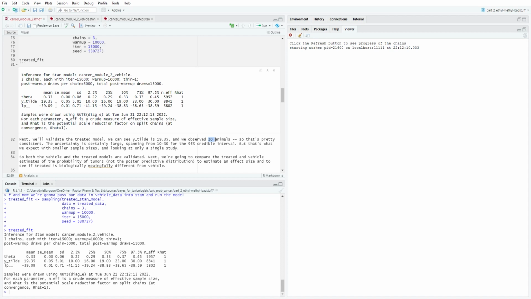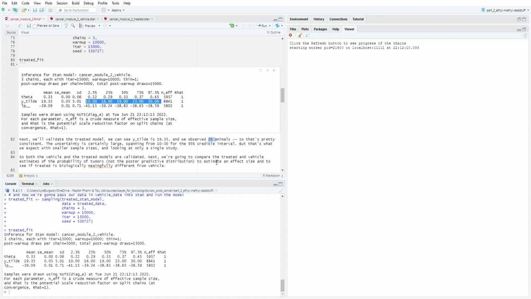The uncertainty is certainly large, spanning from 10 to 30 animals for the 95% credible interval. And that's not really unexpected, again, because we are looking at only a single study, and that single study is kind of on the smaller side in terms of sample size, at 60. So this is kind of what we would expect anyway. So the bottom line is both vehicle and treated models are validated. You can check that box. I'm checking it virtually into air as we speak.